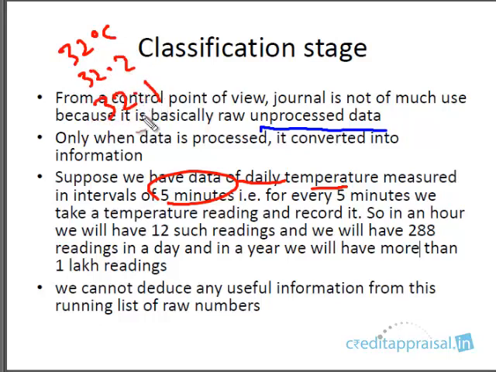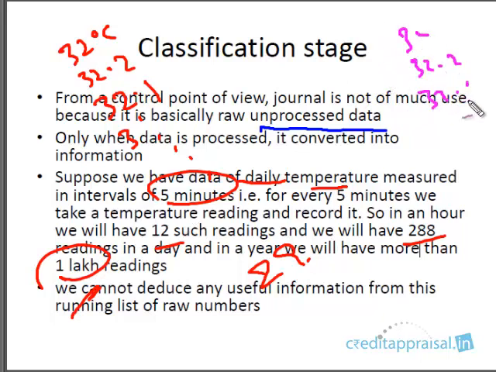Maybe then it drops in the night to 29. So for every 5 minutes, I'm taking a temperature. Let us assume in 1 hour, we'll have 12 readings. We'll have 288 in a day. In a year, we'll have more than 1 lakh readings. So now I make a list of these 1 lakh readings like this: 32, 32.2, 32.1, 33.6. I go on making 1 lakh entries.